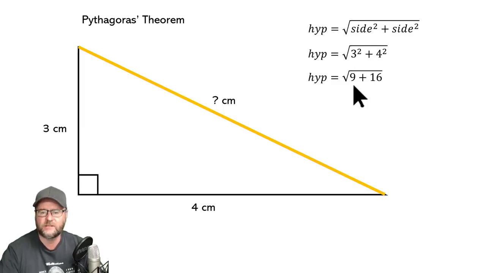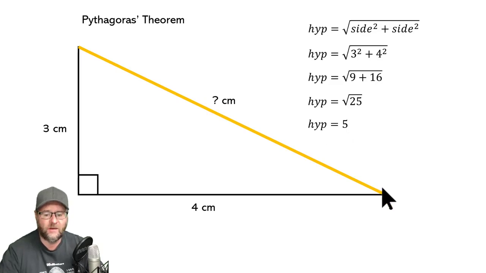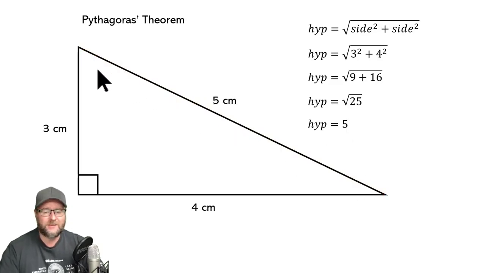I can see that 3 squared is 9, 4 squared is 16. But it's quite acceptable just to put that, if you want, straight into your calculator in one piece like that, and you'll get an answer that comes out as 5. So that means the length of this side, my hypotenuse, is 5 centimeters. Done. We've used Pythagoras to calculate the length of the hypotenuse.